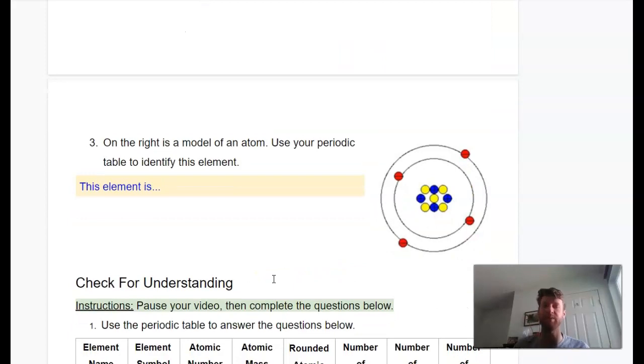All right, last type of practice problem you'll see today is number 3. This time it's going to give you a Bohr model, which we'll learn about tomorrow, but it gives you this atomic model, and it asks you to identify this element. Wait, but how am I supposed to do that? I don't know what that is.